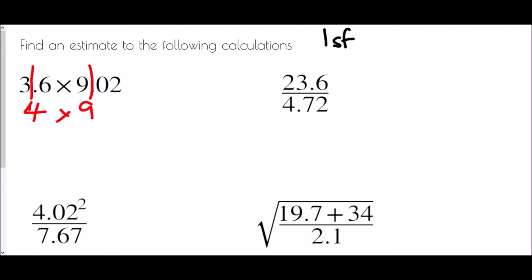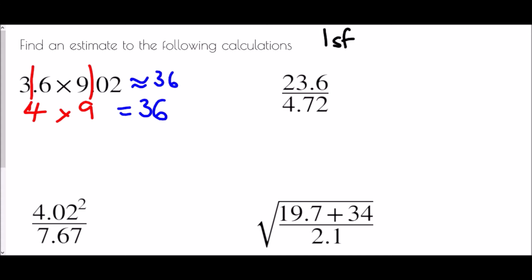And now that we've rounded it to one significant figure, well, we just now need to get an answer to that calculation. So 4 times 9 is 36. And therefore, 3.6 times 9.02 is approximately 36. We've used the little wavy equal sign there because that is the sign for approximately. It's not exactly equal to, but it's near enough.